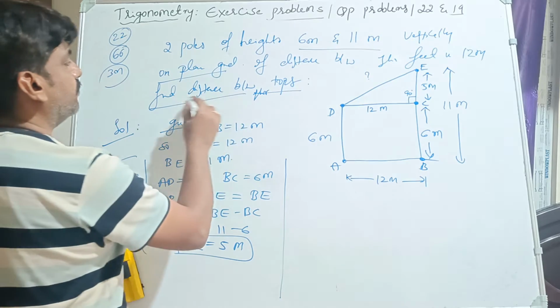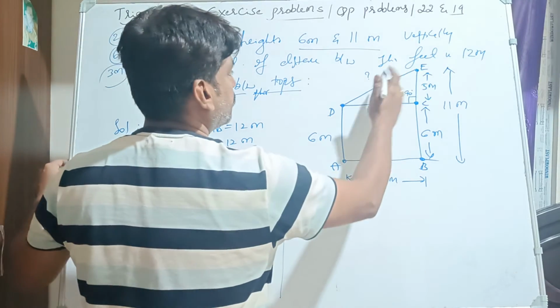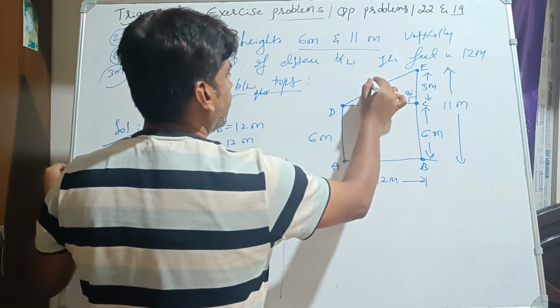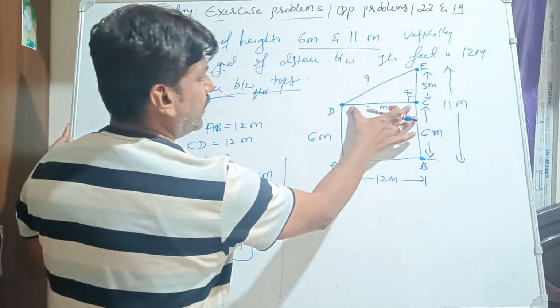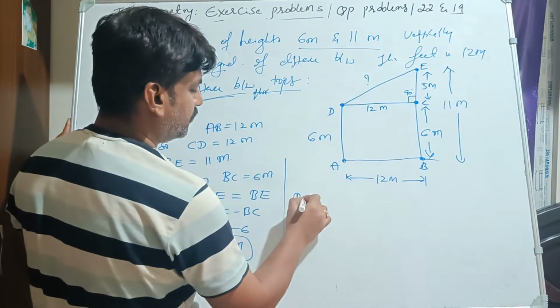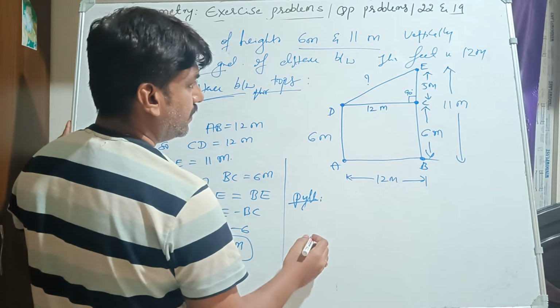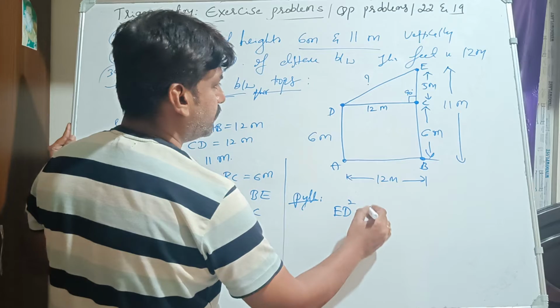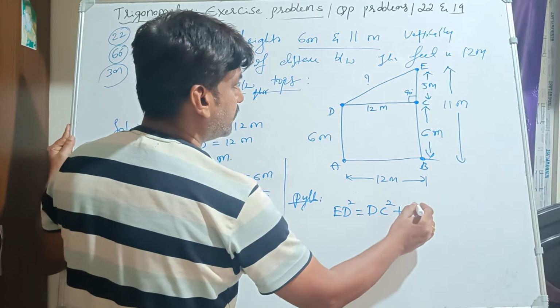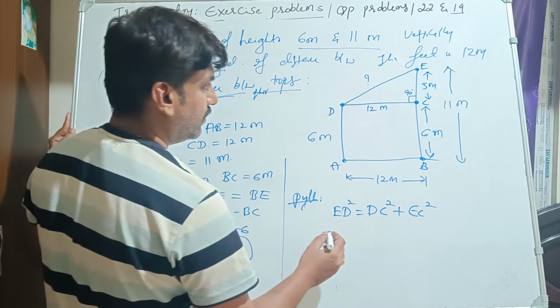But what exactly we should find? Distance between the tops. This value, ED, I should find. So how to do that? This side I know and this side I know. I should use the Pythagoras theorem. So what is the Pythagoras theorem? ED square is equal to DC square plus EC square.